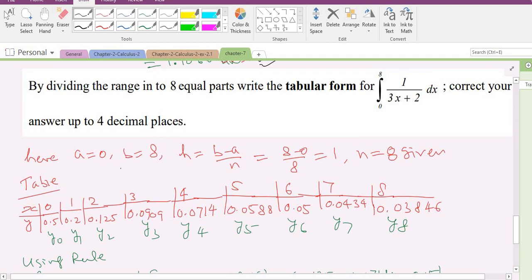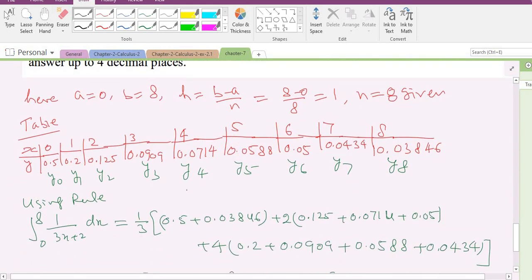So now I am going to check all values. A is equal to here what? 0. B is equal to 8. h is equal to (b minus a) divided by n. n is equal to here given 8. So 8 minus 0 divided by 8 is 1. And n is equal to here given. So now according to that, make a table.